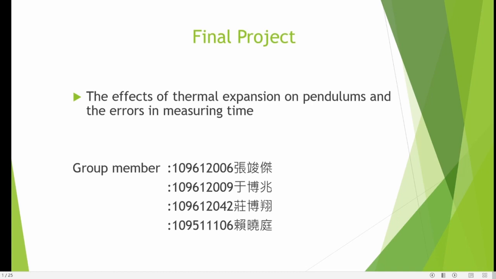After that, we decided to talk about the effect of thermal expansion on pendulums and the errors in measuring time.